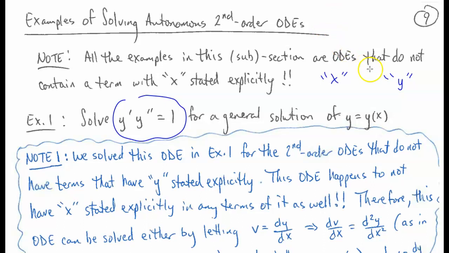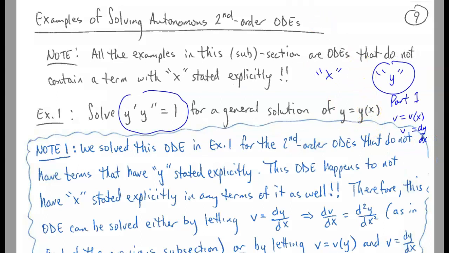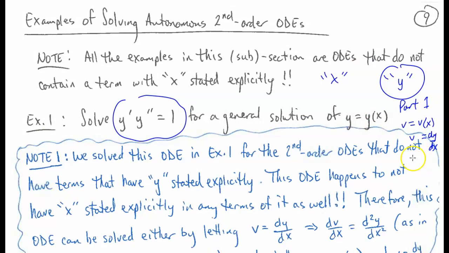And it was because we did not have y explicitly showing that we could solve it the way we did in the part 1 video, which is basically let v be a function of x, let v be dy over dx, and then we let v prime here be y double prime. Okay, so that's how we did it in part 1.